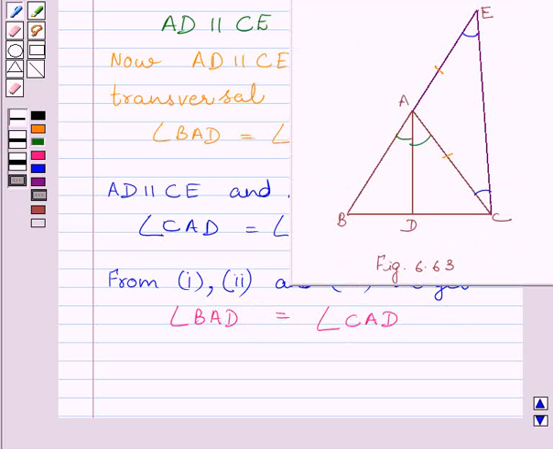Now clearly we can see in the figure, angle BAD is equal to angle CAD implies AD bisects angle BAC. So we can write, this implies AD bisects angle BAC. So this is our required proof.